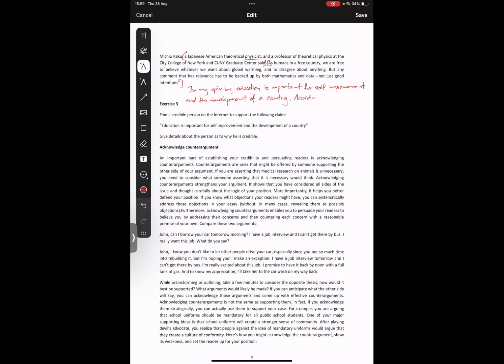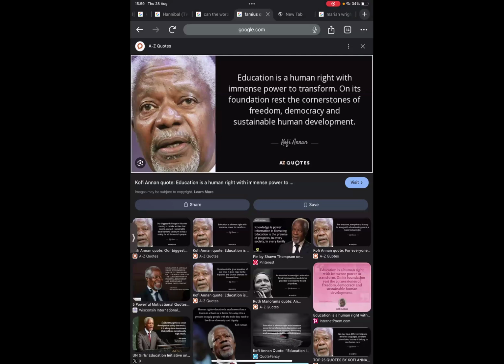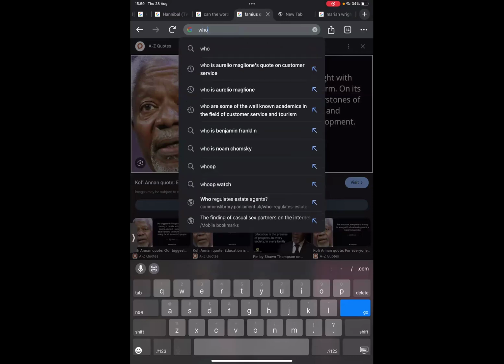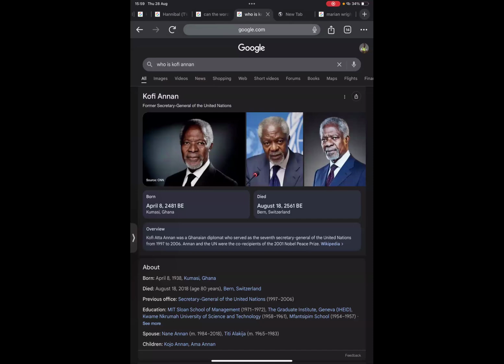According to Kofi Annan, who is Secretary General of the United Nations.